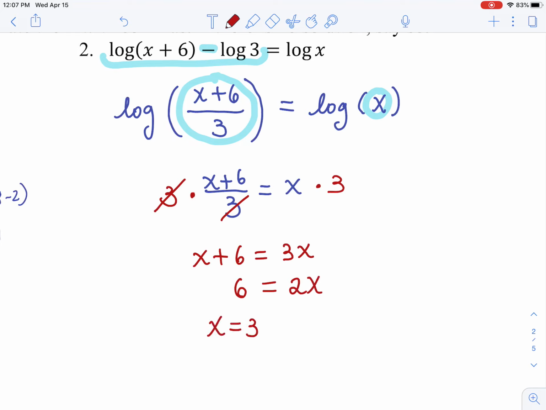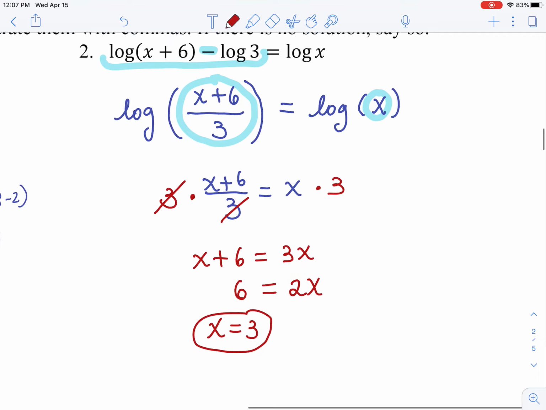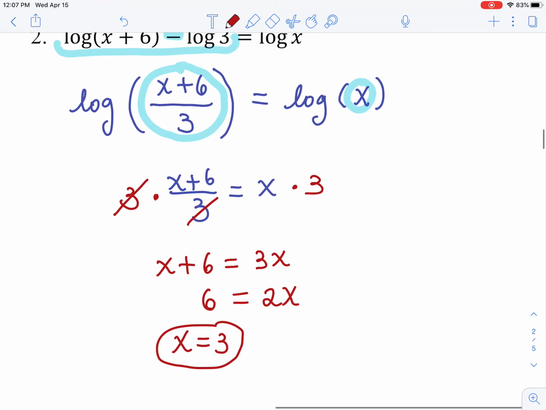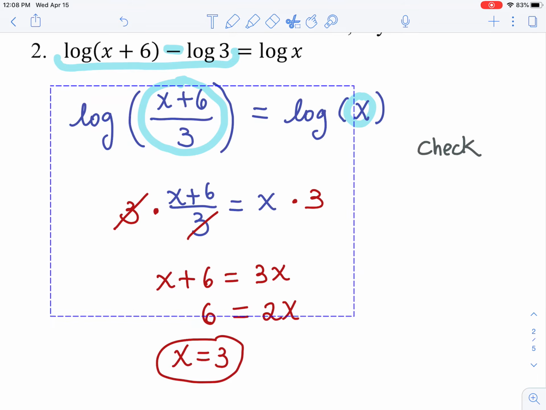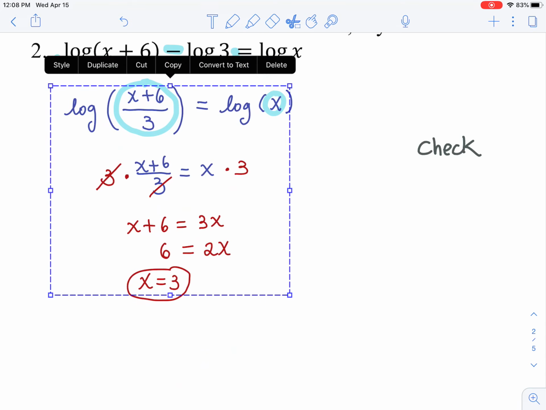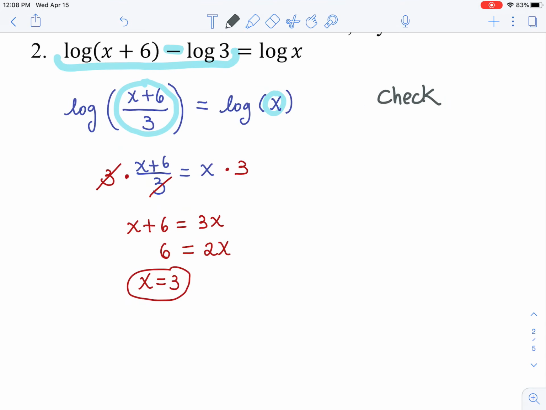Subtract x from both sides, you get 6 equals 2x. Therefore, x comes out to be 3. Now, I circled it, but you know what to do. We better double check and see if that's the real solution by plugging this into the function or the original equation. So here's my check, okay?